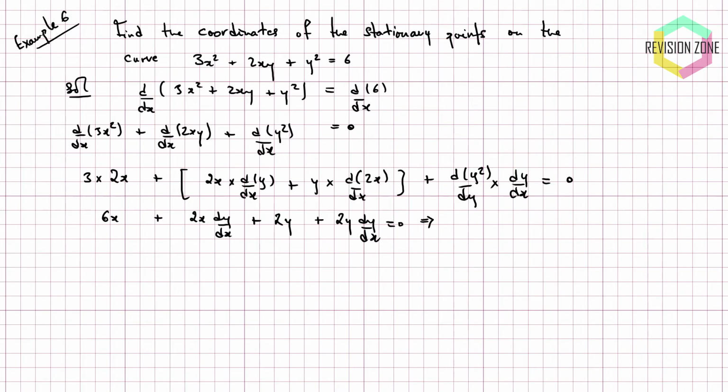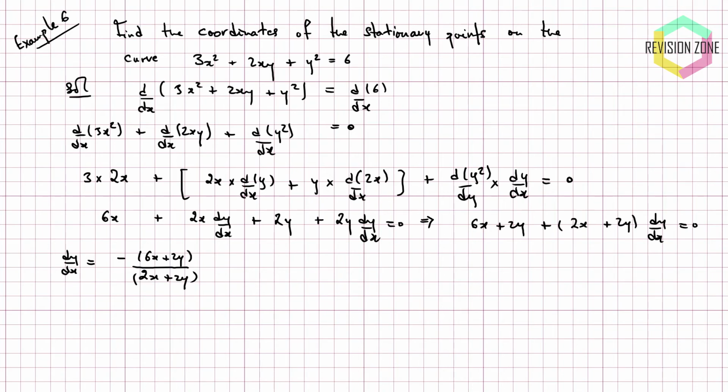So let me just say it's going to be 6x plus 2y plus 2x plus 2y, and then I factorize out dy by dx, and the whole thing is equal to 0, which then tells me that actually my dy by dx is basically negative 6x plus 2y, the whole thing divided by 2x plus 2y. And it's obvious that we've got 2's everywhere, so we can tidy this up a little bit more actually.